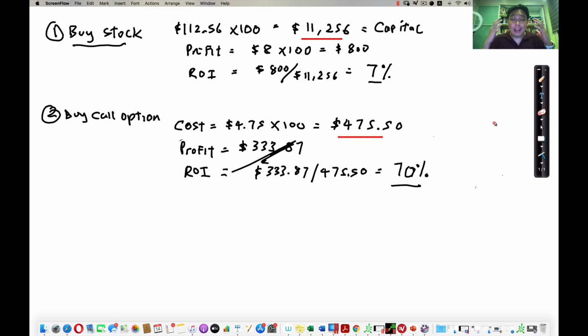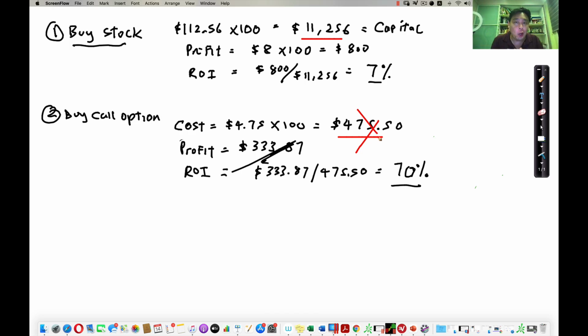The problem is that options are decaying assets, which means every day that passes, the option loses value. It loses time value. And so what happens is that if you buy a call option and the price doesn't move up, you can lose everything. That's right. You could lose the entire $475. Whereas if you just buy the stock and the stock doesn't go up, you don't lose money. If the stock stays where it is, you don't lose money, right? But for options, if the stock stays where it is, you lose all your money.